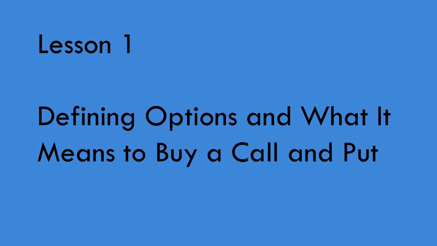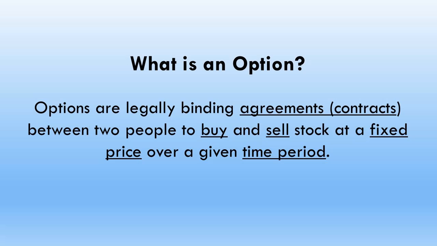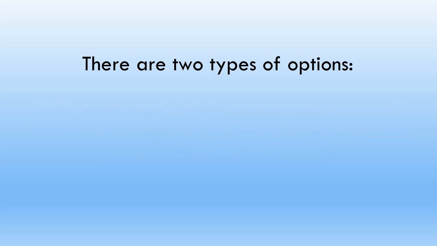Lesson 1. Defining options and what it means to buy a call and a put. What is an option? Options are legally binding agreements or contracts between two people to buy and sell stock at a fixed price over a given time period. There are two types of options: calls and puts.